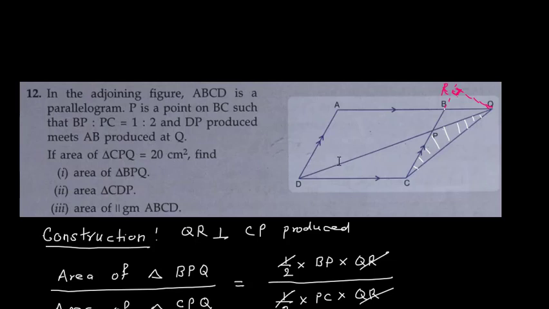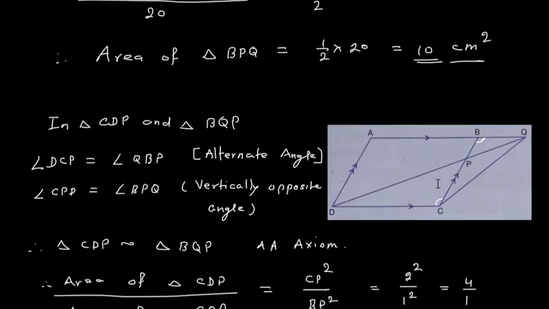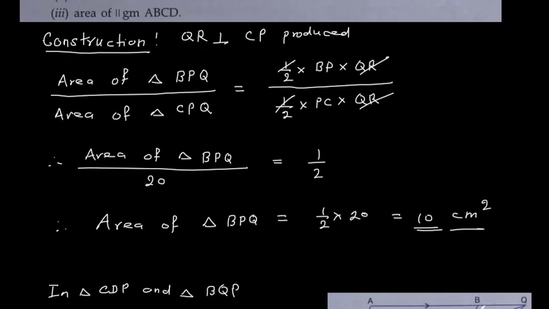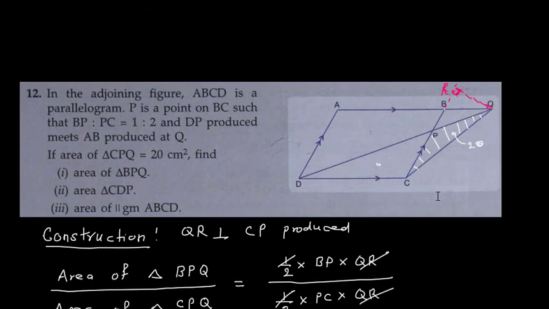Now this triangle DCQ is the sum of two triangles. One triangle whose area we know is 20, and this triangle DCP, this area we also know, it is 40. So easily we can say that the area of this parallelogram is 60 into 2, that is 120. Okay, so let us write it.